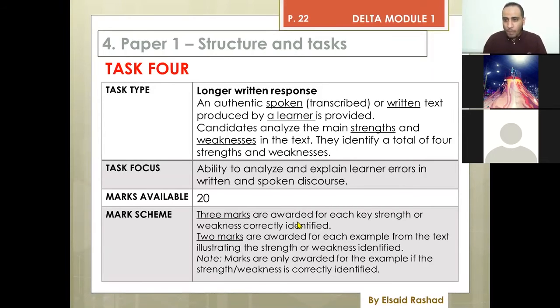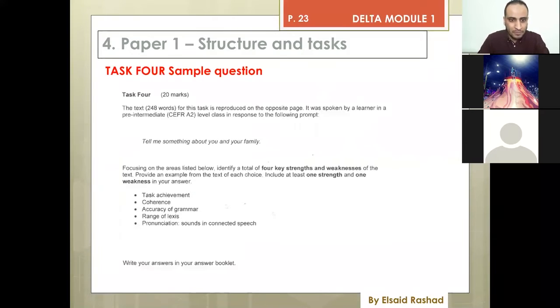Okay. How many marks are awarded for this? 3 marks are awarded for each strength or weakness, and 2 marks are awarded for the example you provide from the learner's text. Let's have a look at the example, and you can tell me whether it's a spoken, transcribed, or a written text. Tell me, please.